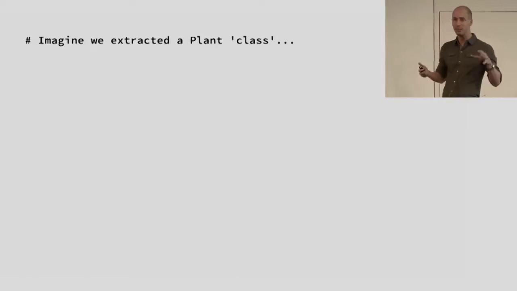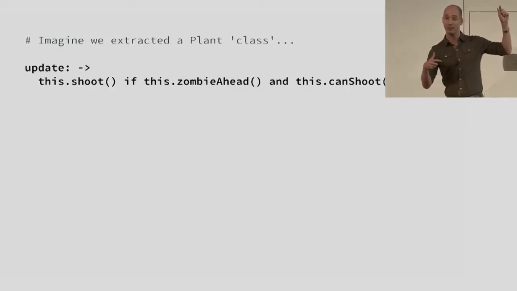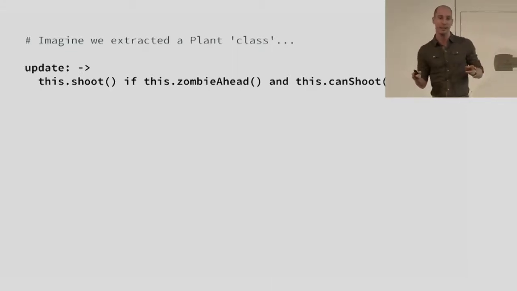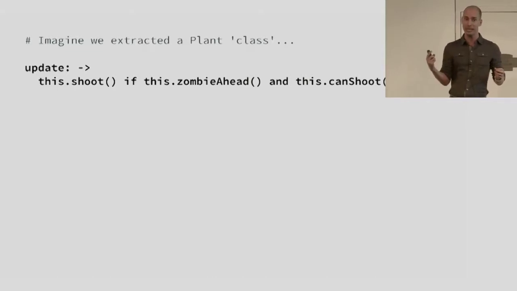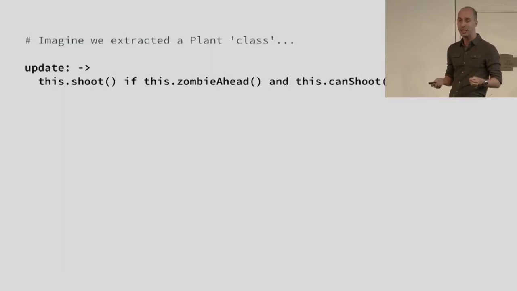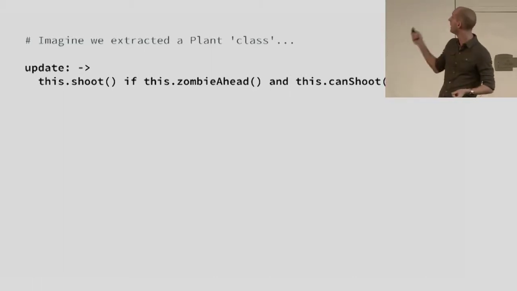Imagine we had extracted a plant class here, or a class in JavaScript. It'll make things easier. Just like Phaser's main game loop we'll call update, when it's updating each tick of your game, it'll call each sprite's update function if it has one. So if you give it one, that's where we can teach each plant, right, do you have a zombie in front of you yet? Because if you do, you should shoot him. That's what we're going to do.